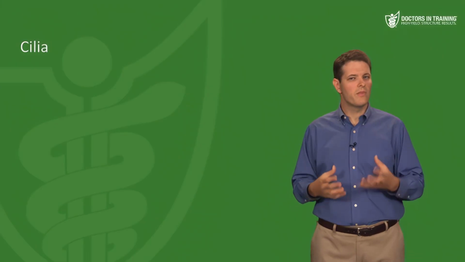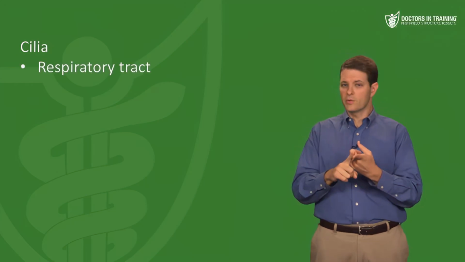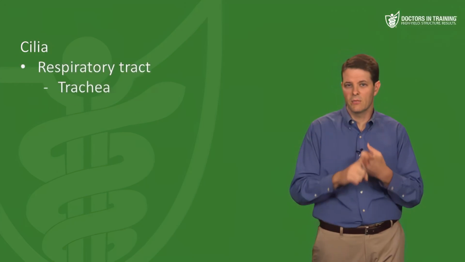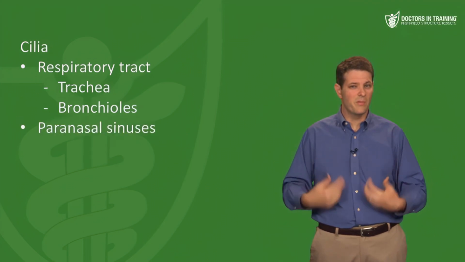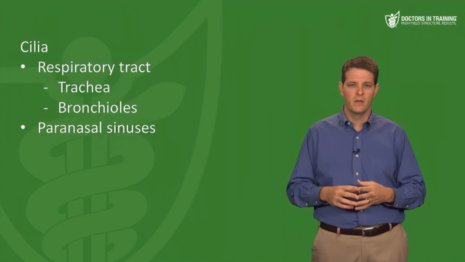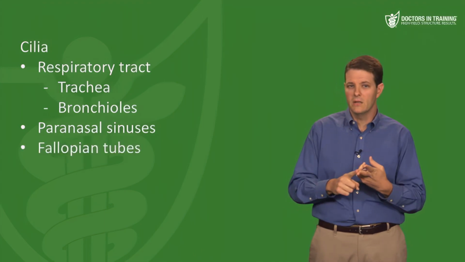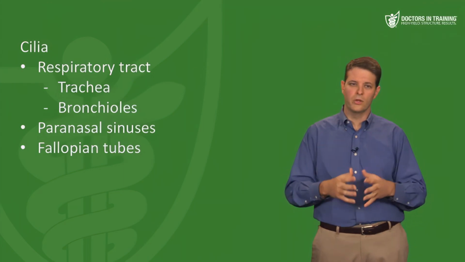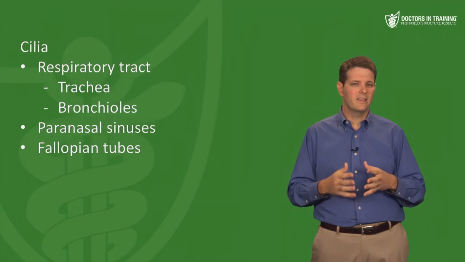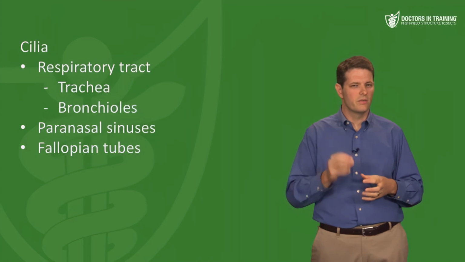Now, where in the body do we find cilia? We find them in the respiratory tract, including the trachea and the bronchioles, and also the paranasal sinuses, because cilia help to sweep out mucus and bacteria and debris. The fallopian tubes are ciliated because the cilia help to sweep the ovum, or a fertilized zygote, down toward the uterus. So just keep that list of ciliated structures in your mind for just a moment.